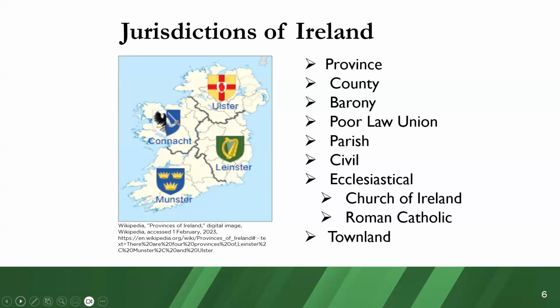So let's talk about the jurisdictions, and we're going to start from the large and go down to the smallest. So if we start off with the provinces, there's 4 of them. So we have Ulster in the north, Leinster in the east, Munster in the south, and Connacht in the west. And within those 4 provinces, we're going to have counties, and that's where we're going to start to see a lot of information administered by particular counties. But after that, we have the barony, the poor law union, the parishes, which are separated into civil and ecclesiastical, and then finally the townland, which will be the smallest unit.